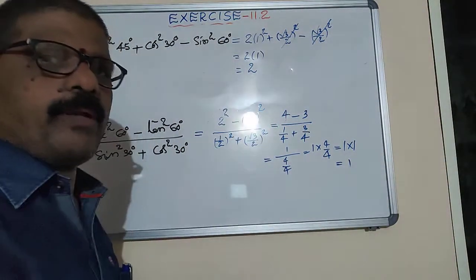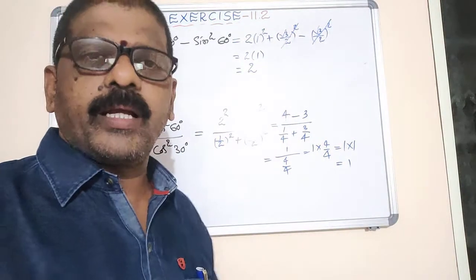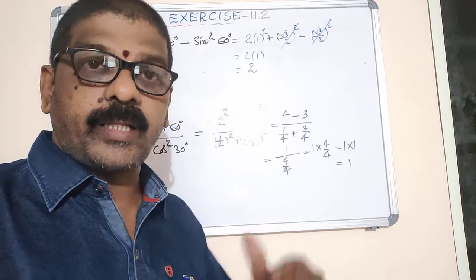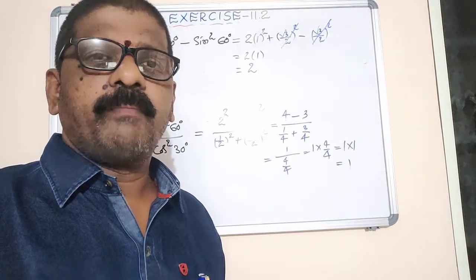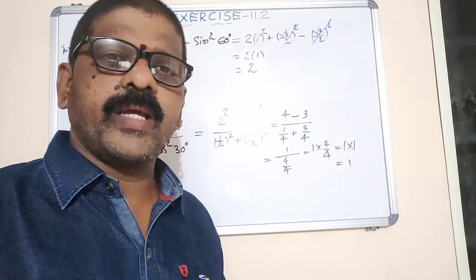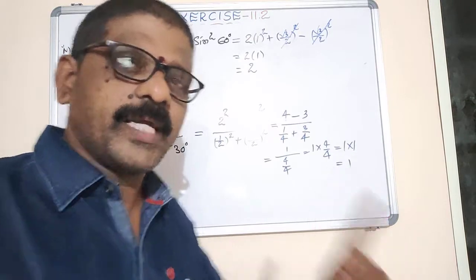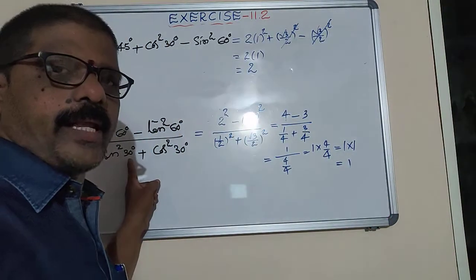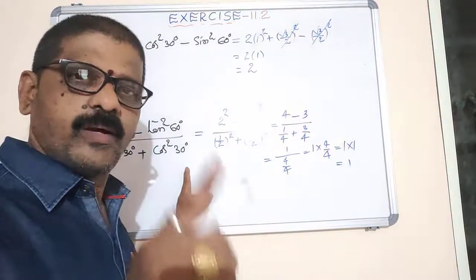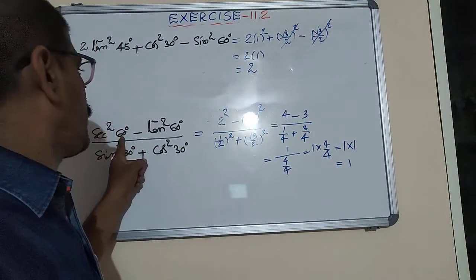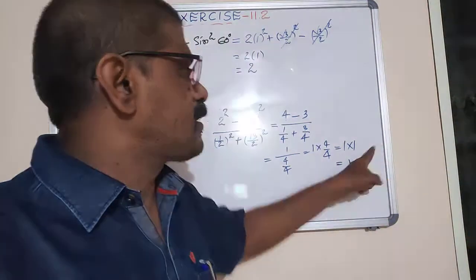Clear? The simple method I already told. That means we are going to use the Pythagorean trigonometric identities. What are the Pythagorean trigonometric identities? Sin square theta plus cos square theta value is 1. Clear? That means theta replaced by 30. Sin square 30 plus cos square 30 value is 1. The next one, secant square theta minus tan square theta is equal to 1. So 1 by 1, the answer is 1.